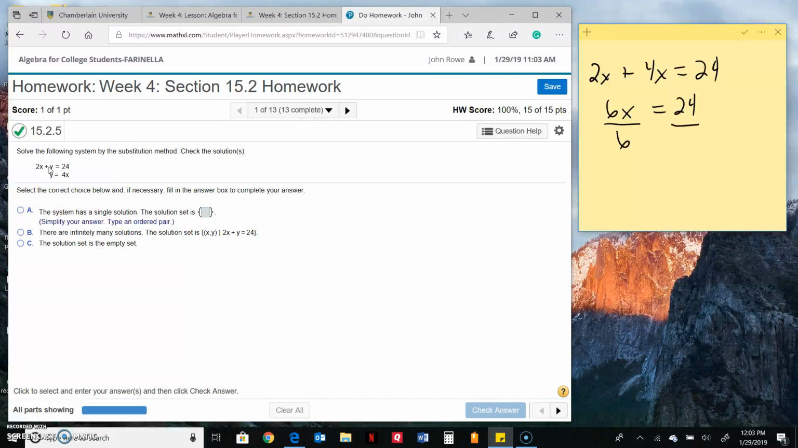Divide both sides by 6, and x equals 4. A pretty gnarly looking 4. Let's make that look a little better. Okay, so x equals 4.